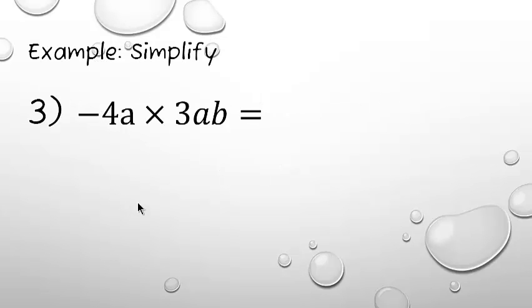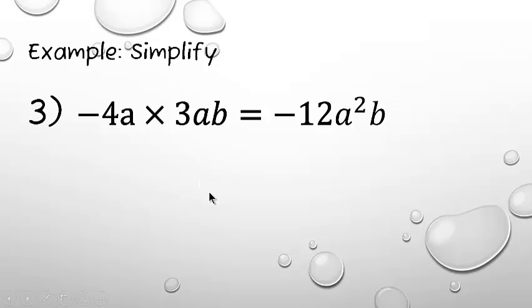Okay, for our third example, negative 4a times 3ab. First thing, look at the coefficients, so the numbers: minus 4 times 3, remembering your laws about multiplying negative numbers. Negative 4 times 3 is negative 12. Then let's have a look at our pronumerals. a times a is a squared. And then we have b. So it becomes negative 12a squared b.